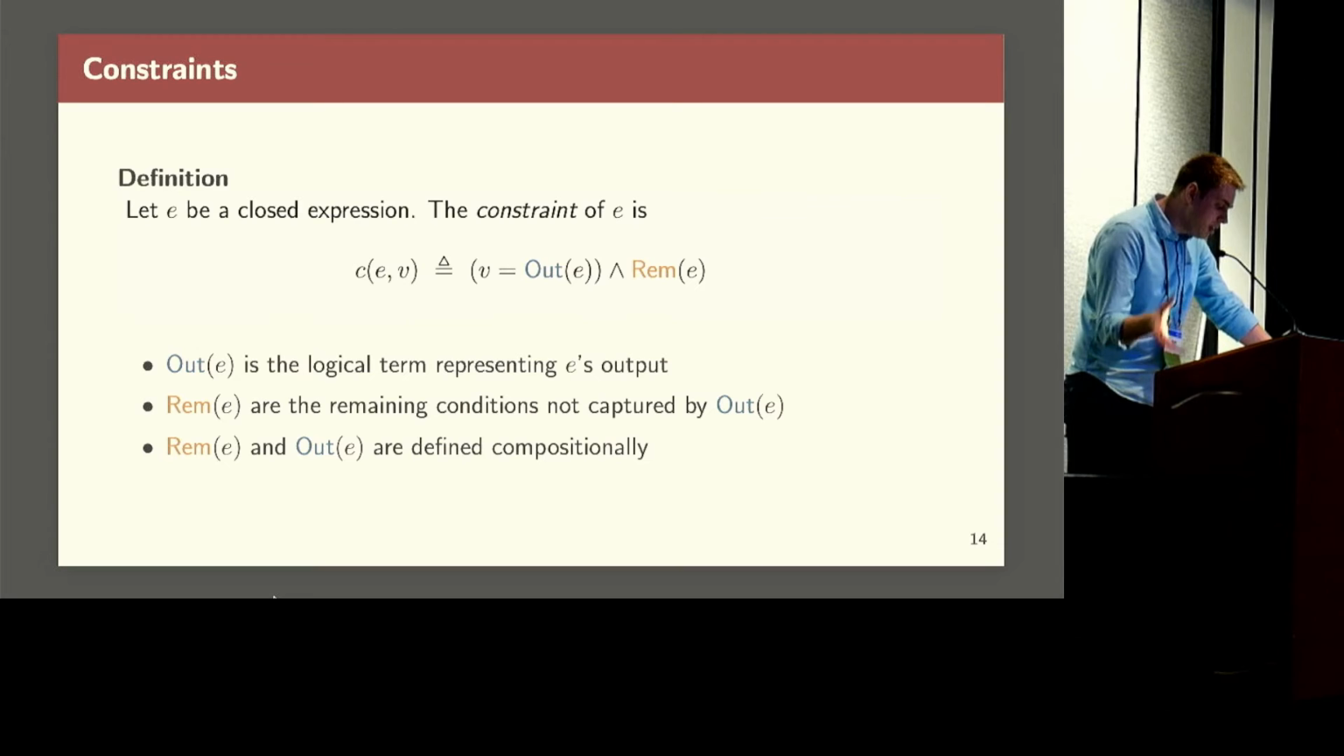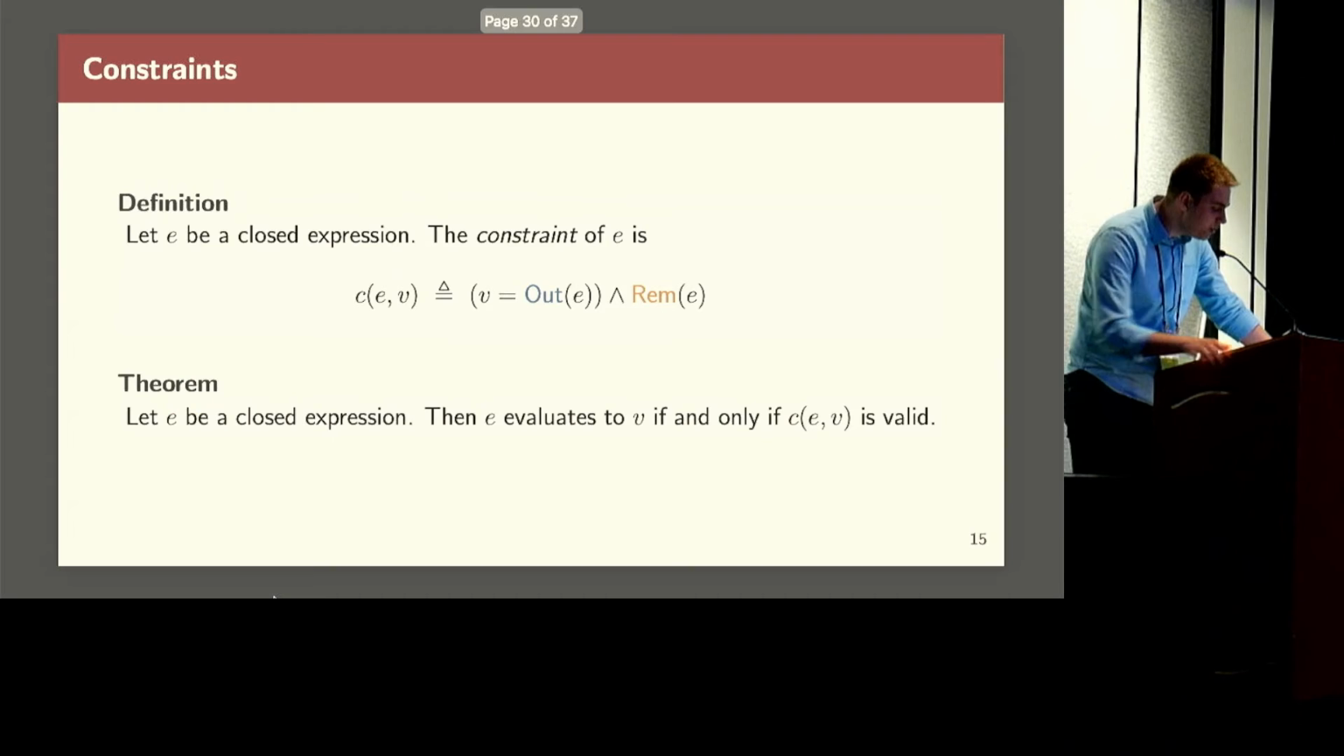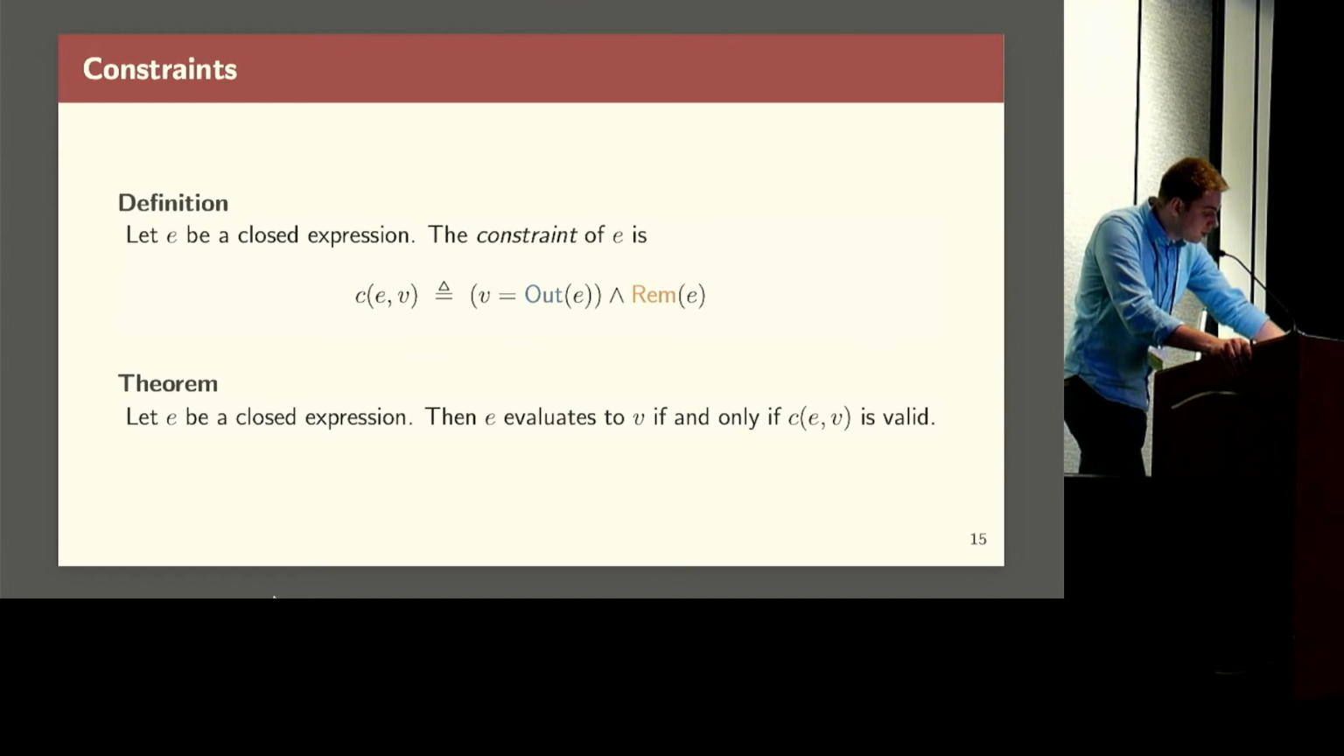Now, rem of E and out of E are defined compositionally, but I don't really have the time to give you the definitions here, but it's based on the structure of the expression. And with this, we have the following soundness and completeness result. Given a closed expression, E will evaluate to a value V if and only if the constraint of E at that value is valid.